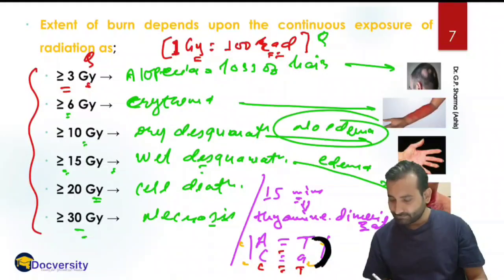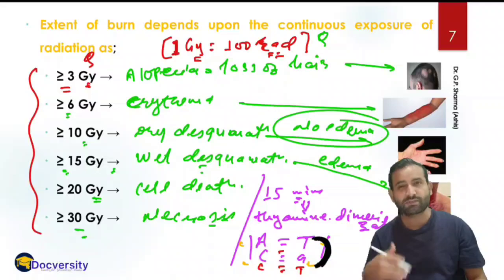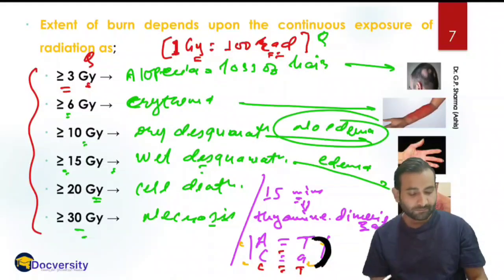Another point, this thymine dimerization produces cell death. Cell death produces what? It increases the reactive oxygen species, which produces more inflammation in the tissues. Hope you understand this one, right? Now let's go to the radiation burn, continuing.